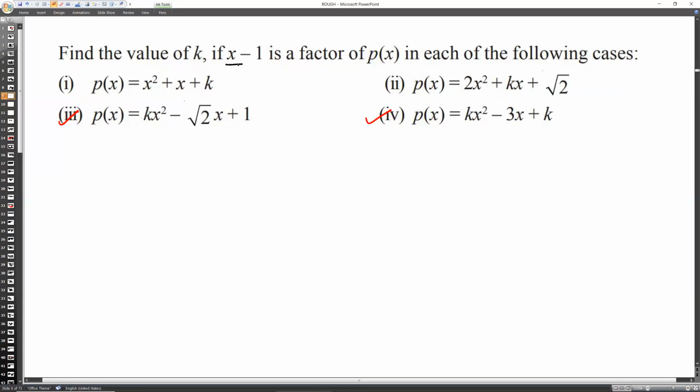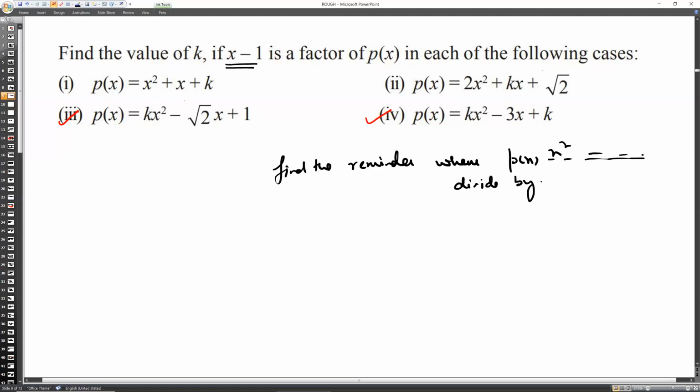So here you know that if x minus 1 is a factor, there are two types of question that will be coming in the examination. One type of question will say: find the remainder when p(x), something like x square something something, is divided by g(x), and it will be given like x plus 2, x minus 1, x plus 3, something.